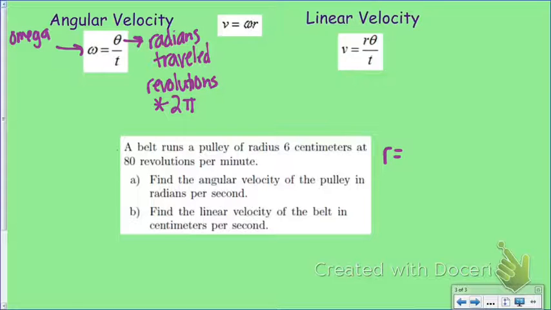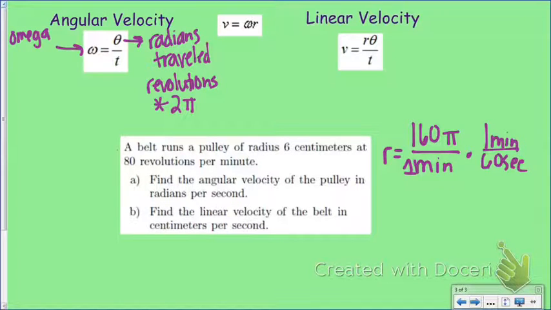Well, I know my time is per minute. That's what it gives me. So in 1 minute, I traveled 80 revolutions. 80 revolutions is a distance of 160 pi. So that means that I've gone 160 pi radians in 1 minute. All I need to do now is convert this to radians per second, which means I can multiply by 1 minute over 60 seconds. My minutes cancel, and I'm left with 160 pi over 60 radians per second.